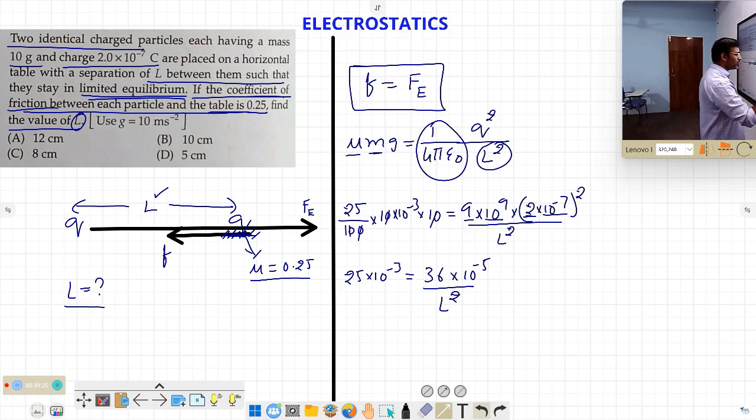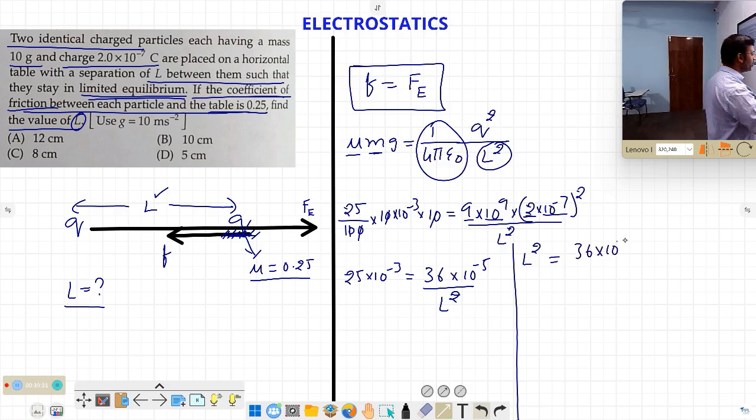So from this, what can I write? L square is equal to 36 into 10 power minus 5 by 25 into 10 power minus 3. Here also we can cancel. This becomes 10 power minus 2. That is equal to 36 into 10 power minus 2 by 25.